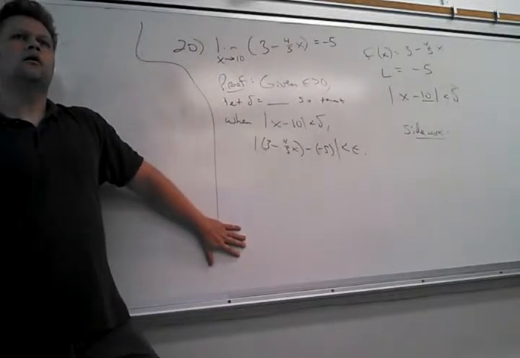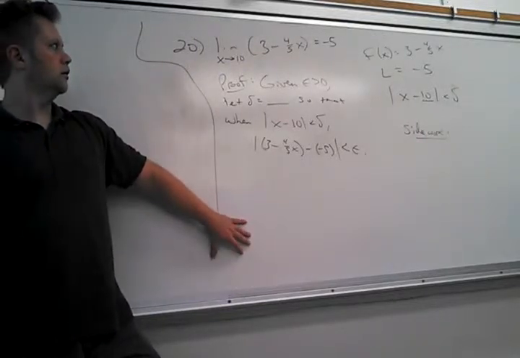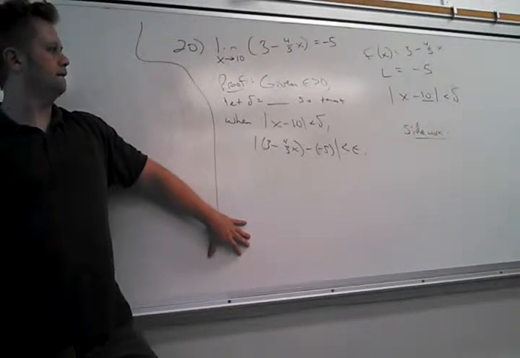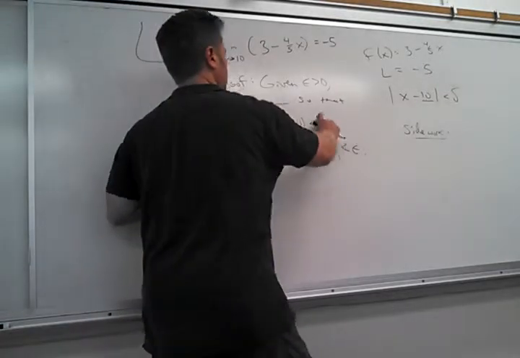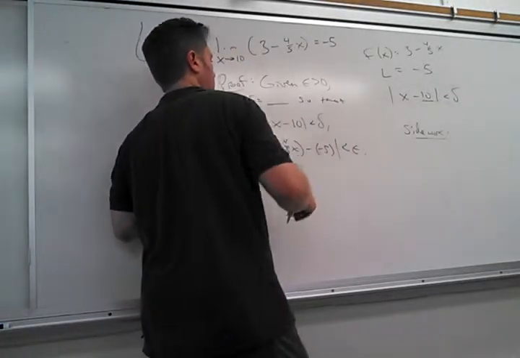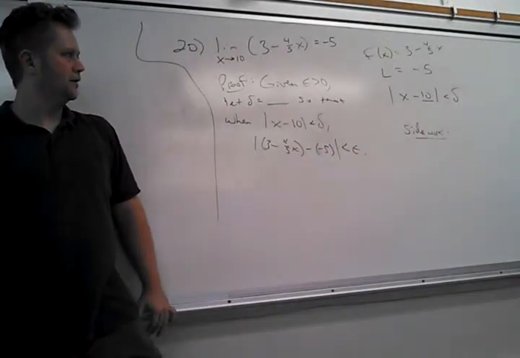Isn't it 5? Negative 5, yeah. On your x minus 10 is greater than... Oh, that's delta. Delta, yeah. Is that any better? Yeah. Okay. Damn it.